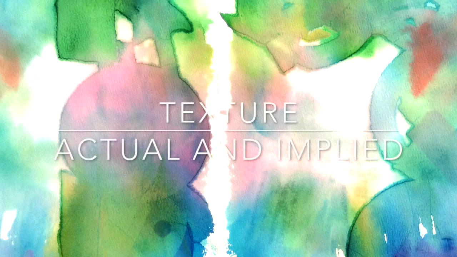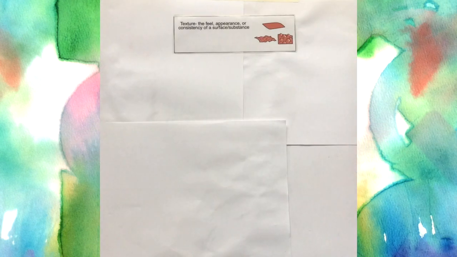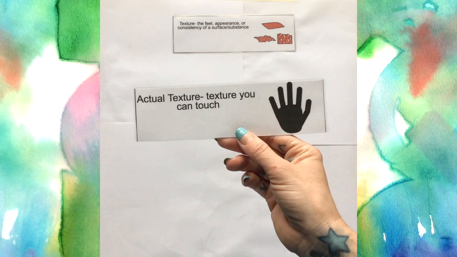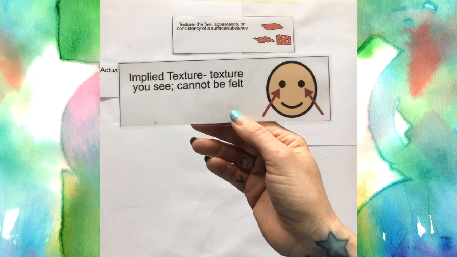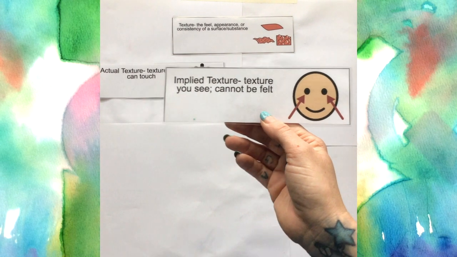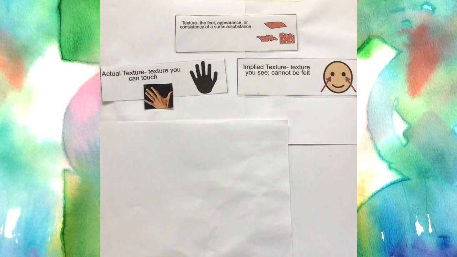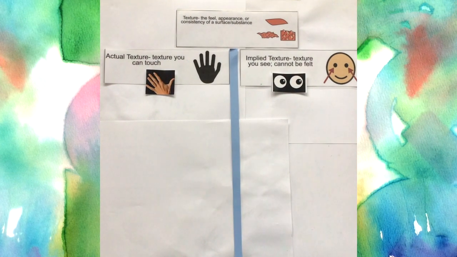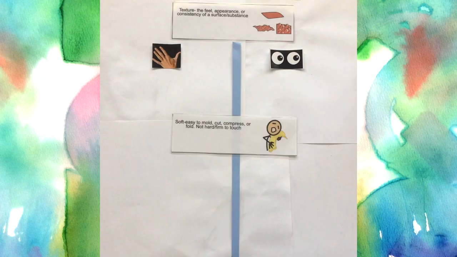Texture, actual and implied. Texture is the feel, appearance, or consistency of a substance or surface. Actual texture is texture you can touch. Implied texture is texture that you can see. It cannot be felt. We will sort items between the two categories.